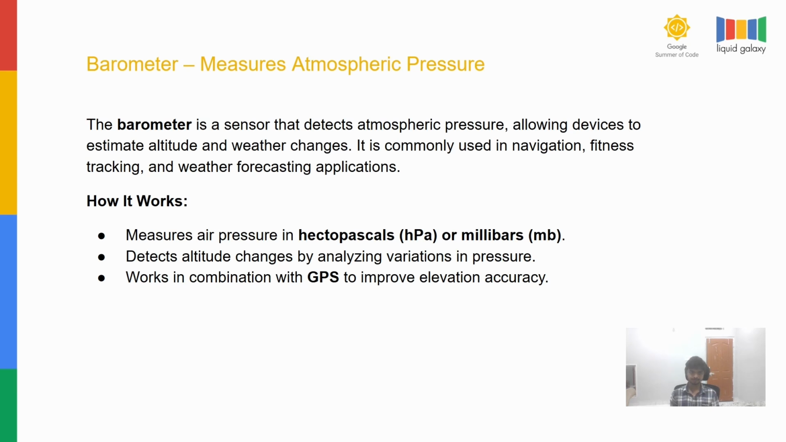How it works? Measures air pressure in hectopascal or millibars. Detects altitude change by analyzing variation in pressure. Works in combination with GPS to improve elevation accuracy. So yeah, it's important for us to learn about this sensor specifically because in our KML we use altitude. We have to give which altitude to use. So it might come in handy later if you are working with Liquid Galaxy rig.